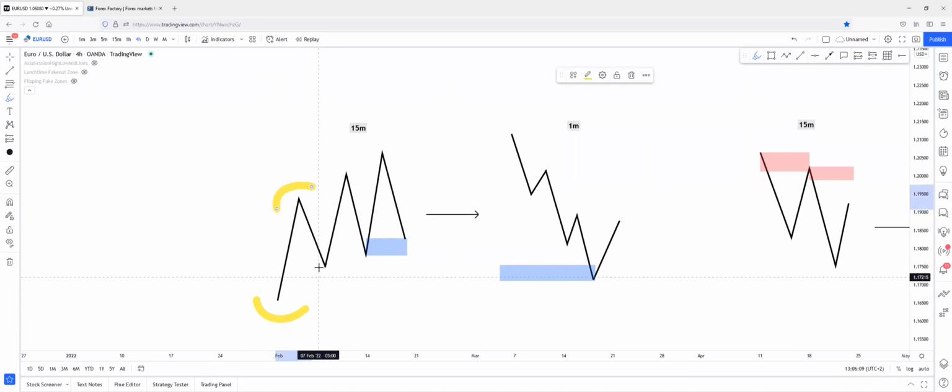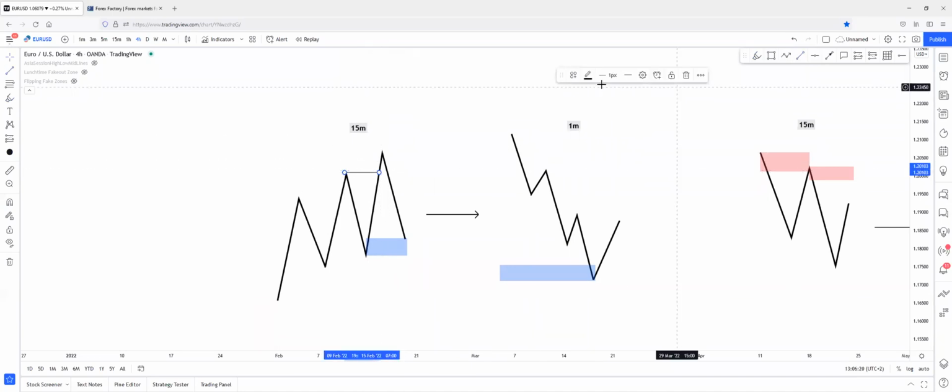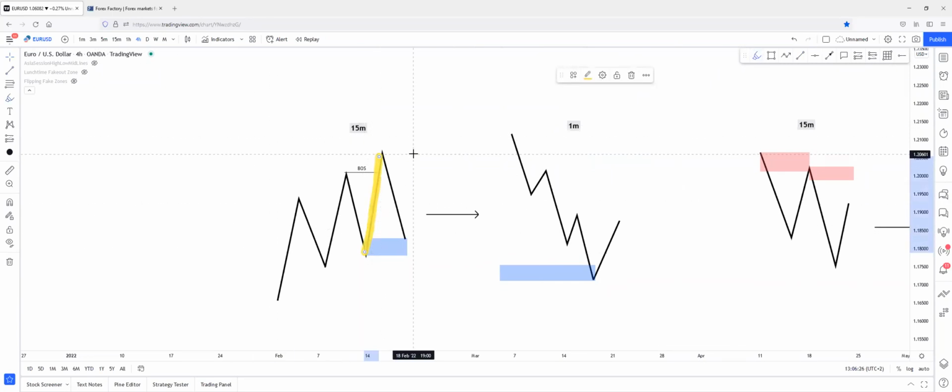Creating lows, highs, higher lows, higher highs, higher lows, higher highs. And let's say this is the last recent 15-minute demand zone that has caused the last recent 15-minute break of structure right here to the upside. So this was our last structural break of structure to the upside. After the break of structure, price has created a counter trend movement to the downside on this leg. So this 15-minute leg is a counter trend movement.